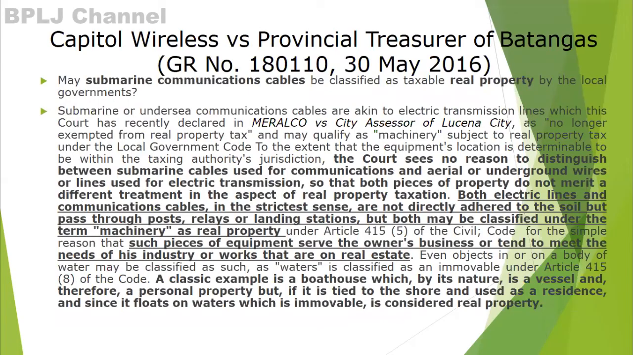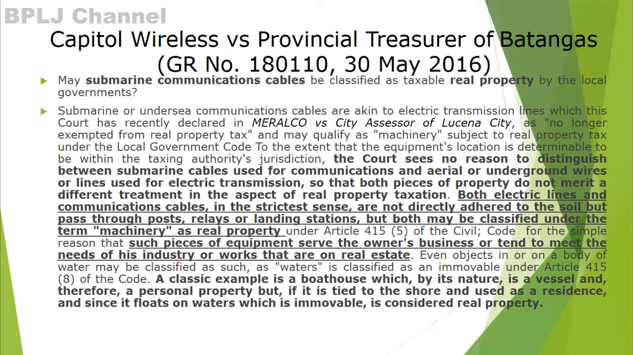Okay, another case illustrating this provision on immovables is Capital Wireless versus Provincial Treasurer of Batangas. So what is involved in this case are submarine communication cables. So these are the cables which are submerged deep into the sea. Okay, they were assessed real property taxes. Now, can you consider these submarine communication cables as real properties? So the court ruled in the affirmative.